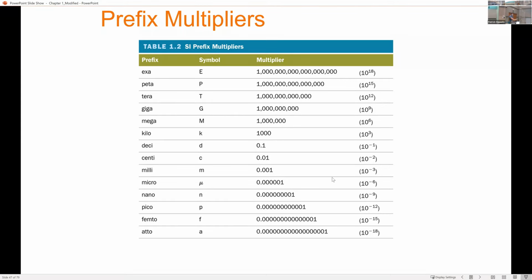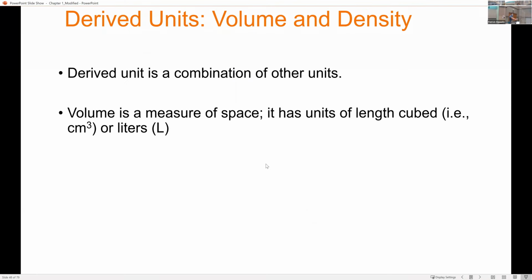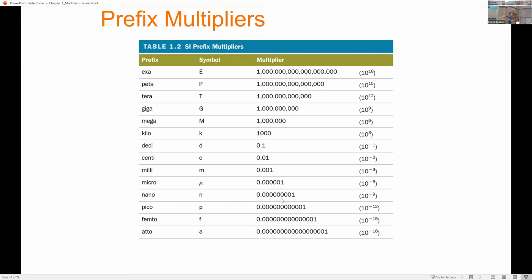So mu is the Greek letter for micro. It's the prefix.